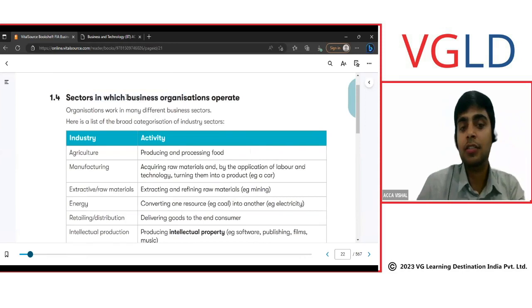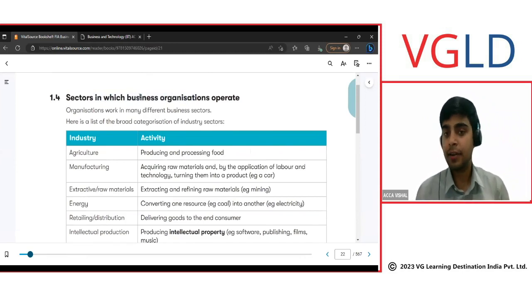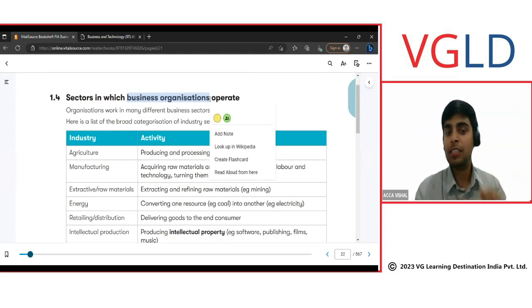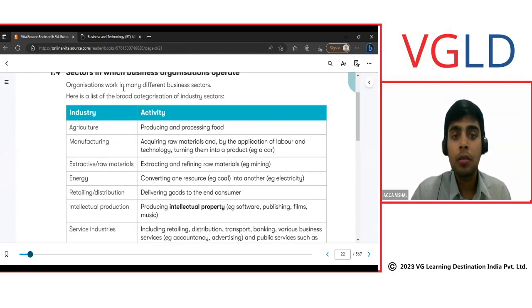Sectors in which business organizations operate. Just understand the word. When I say organization and when I say business organization, these are two different things. Organization can be anything, and we'll discuss later what organization means. A business organization is there to earn profit, to do business, whether it aims only to earn profit or has a wider goal. That we have to see case by case. But business organization basically means something where economic activity goes on.